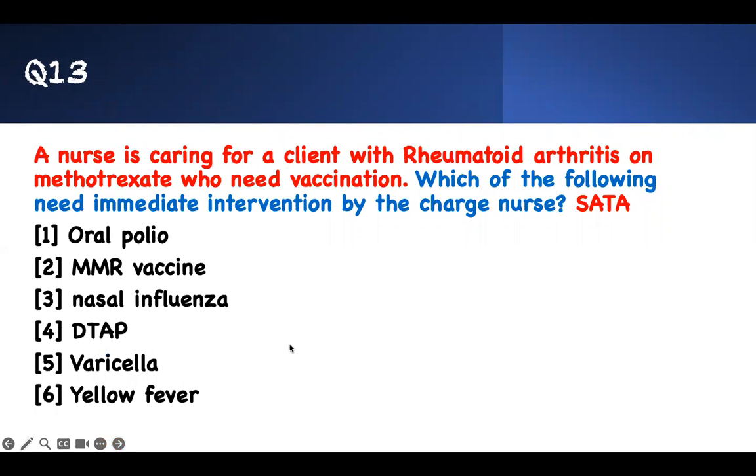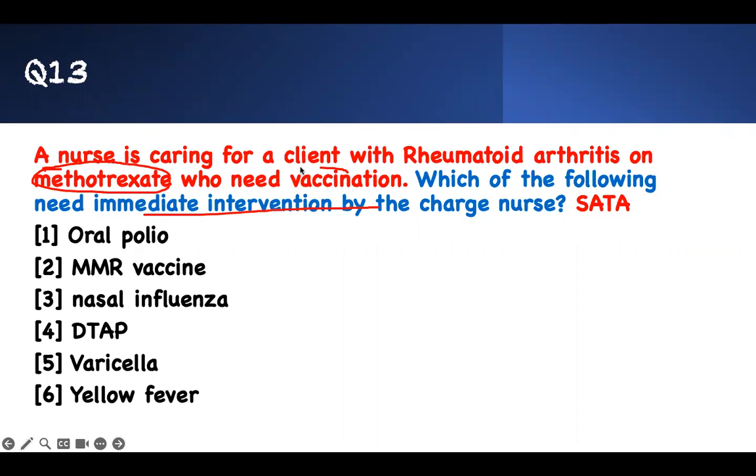Which of the following need immediate intervention by the charge nurse? What do you think? A nurse is caring for a client with rheumatoid arthritis on methotrexate who needs vaccination. So I take you to a different form, but I'm going to tell you what we did in question 12. You see, this is an immunomodulator. That's what the treatment is, because it's an autoimmune disease. Which of the following needs intervention?